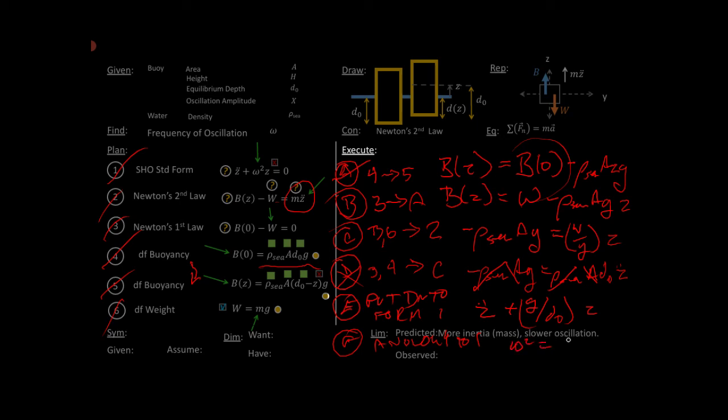So omega squared equals g over d naught, right? We have a z double dot, this guy, a z, this guy. Everything that's left over is that omega squared. That's g over d naught. So that's our omega squared there. And so our last step is to take the square root of it. So omega is equal to the square root of g over d naught.